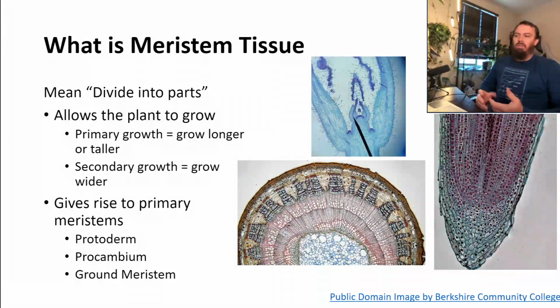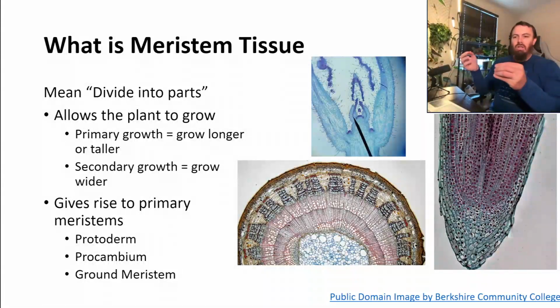So what is meristem tissue? It means divide into parts. It's tissues that are going to be undergoing rapid mitosis and then differentiation to support the growth of the cell or the plant. Now, we're going to be talking about primary growth and secondary growth quite a bit. Primary growth is the initial growth period of the plant. It's what's allowing it to grow longer. It's what's differentiating the tissues at the very beginning. And then secondary growth is the growth that allows it to grow wider.